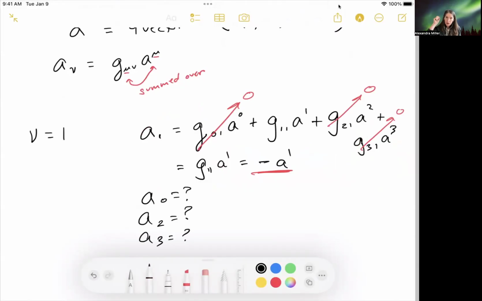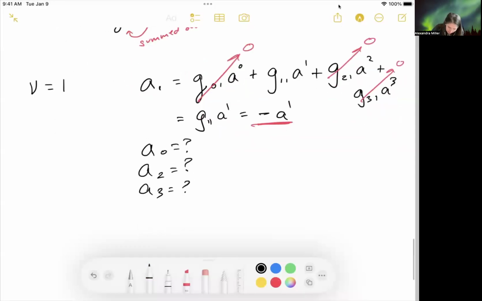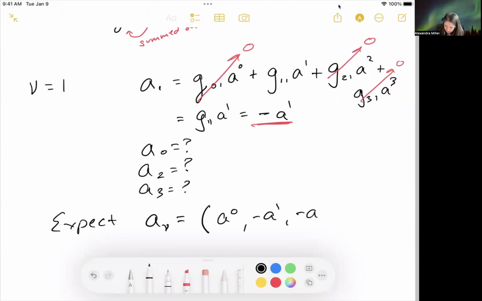And we expect for our A0 component, that's our time one, there shouldn't be a minus sign. Right, so we expect a nu with downstairs to be A0, minus A1, minus A2, minus A3. So go through it for those other 3 components to make sure you really understand what's going on here.